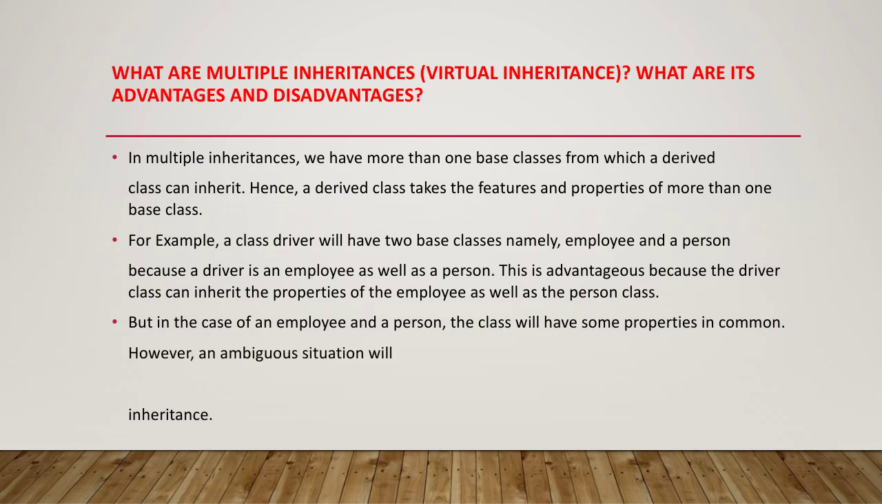But in the case of Employee and Person, the classes will have some properties in common. That Driver class will have some properties in common, but an ambiguous situation will arise as the Driver class will not know the classes from which the common properties should be inherited. So when you are dealing with the common properties, the conflict of which class to take from arises. This is considered to be the major disadvantage of multiple inheritance.